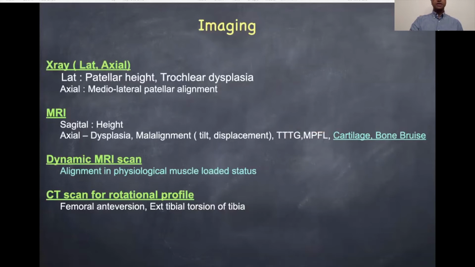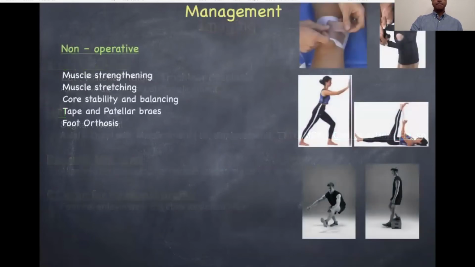We have looked at all the images, but essentially it's AP, lateral, and skyline view of X-ray, MRI scan, and dynamic MRI scan to assess the physiological loading situation and how it is affecting the patellofemoral joint. And last but not the least, CT scan for the rotational profile, as we just discussed.